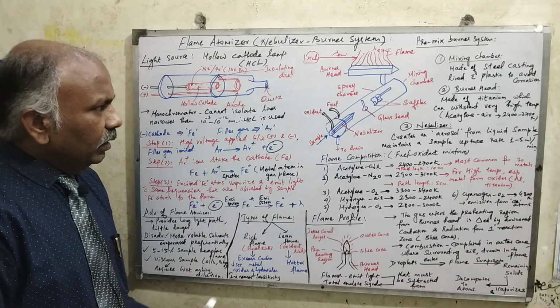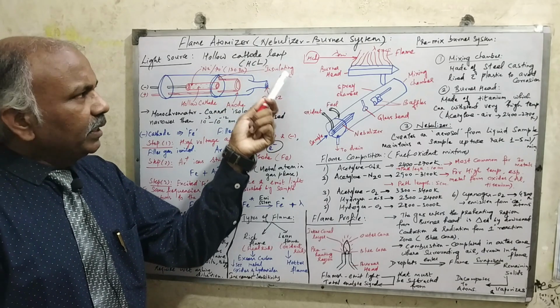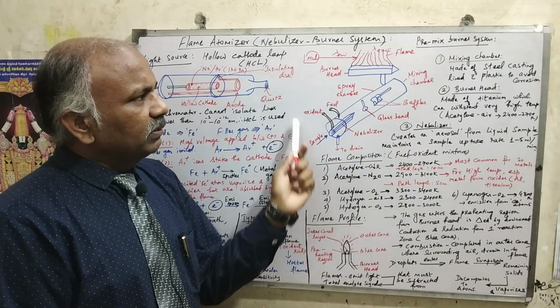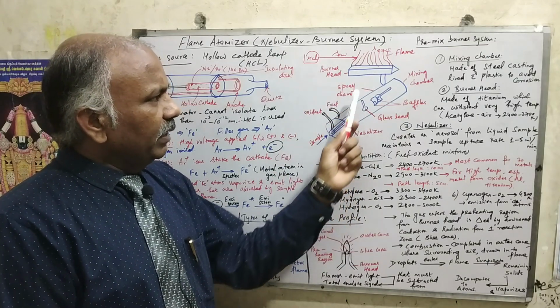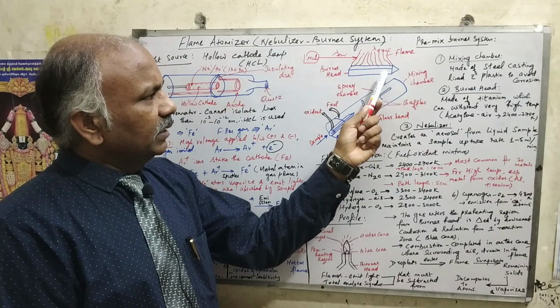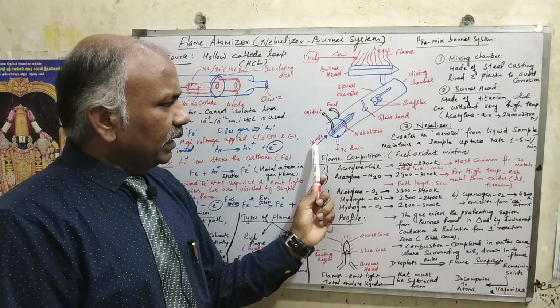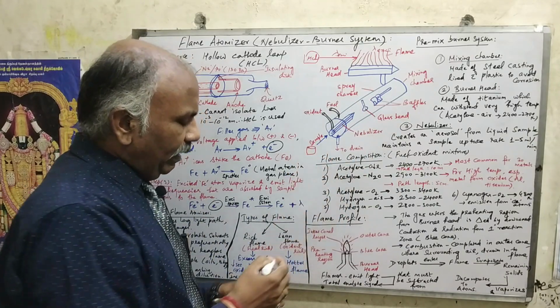Now when we talk about the nebulizer burner system, it is also called the premix burner system. This is the construction of the premix burner system. Basically, this is a burner head. There is a burner head here. Basically, we have the sample here. The sample will be present at this spot.